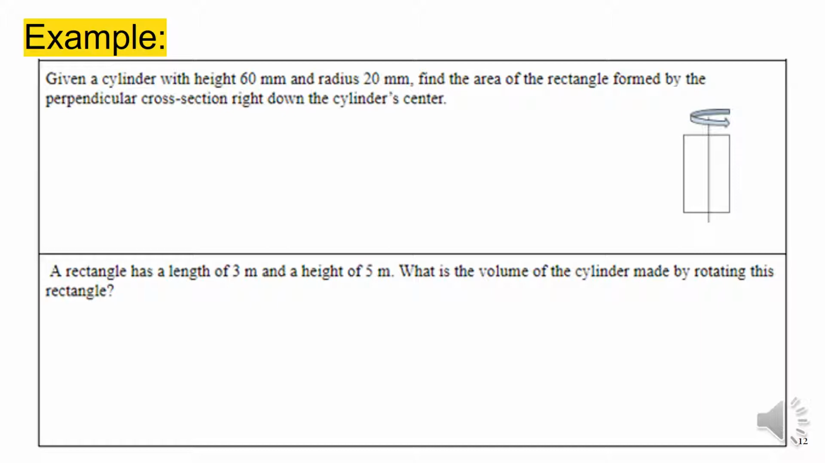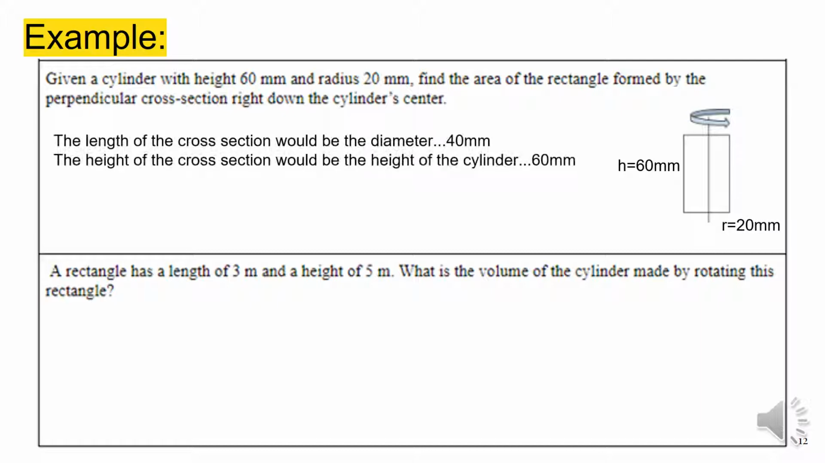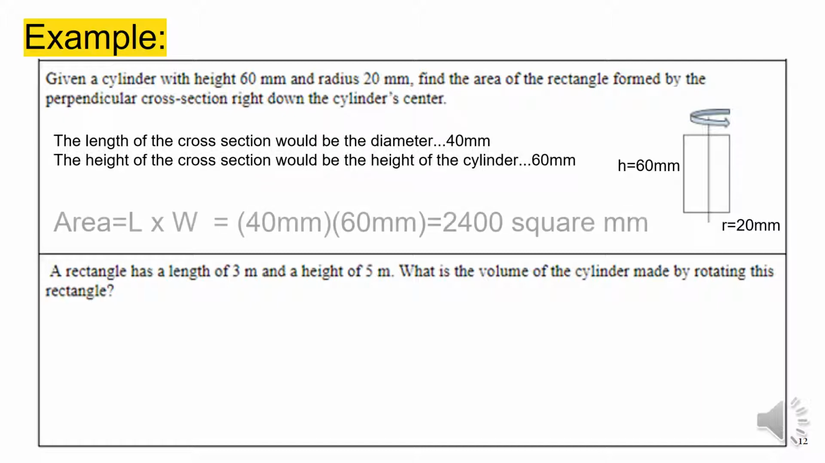Our radius is 20, but keep in mind what the definition of radius is. It's from the middle to the outside. So our length of our rectangle is actually going to be 40. And our area of a rectangle is length times width, so 40 times 60 gets me 2,400. And because it's area, it's square millimeters.